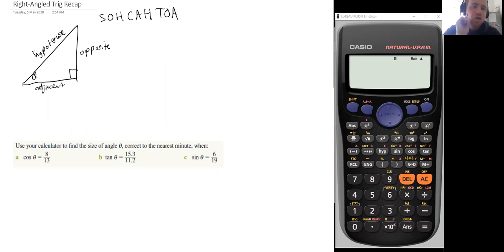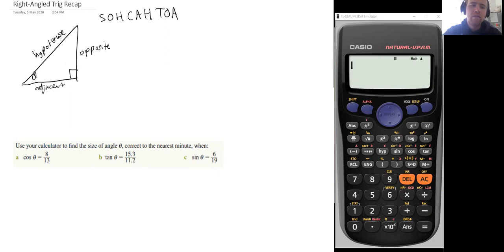We're going to be starting a new topic today, looking at trigonometry. Now, to start off, we're going to do a bit of a recap of stuff that you've done before. We're looking at right-angled trigonometry. And so there's a few things we need to cover in order for you to do this.